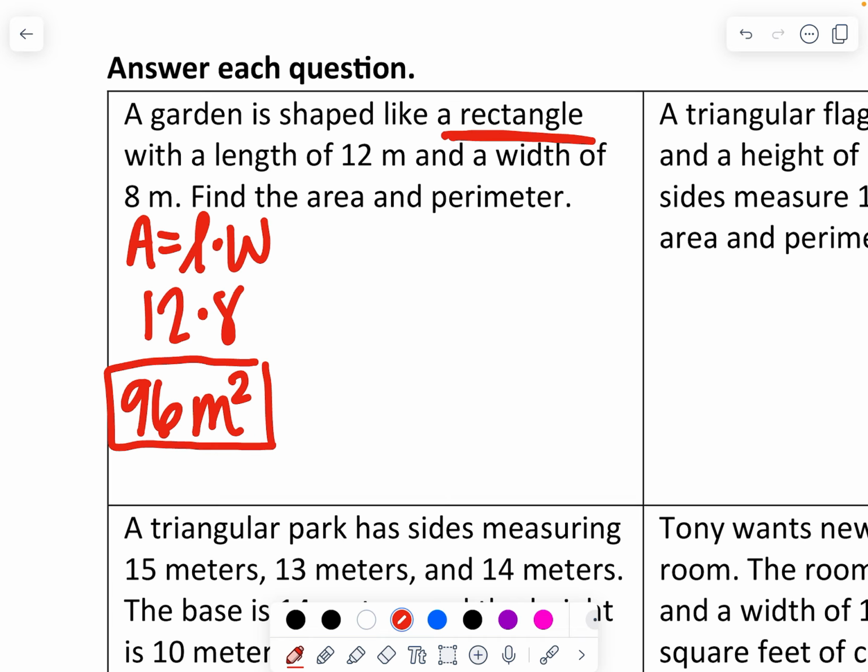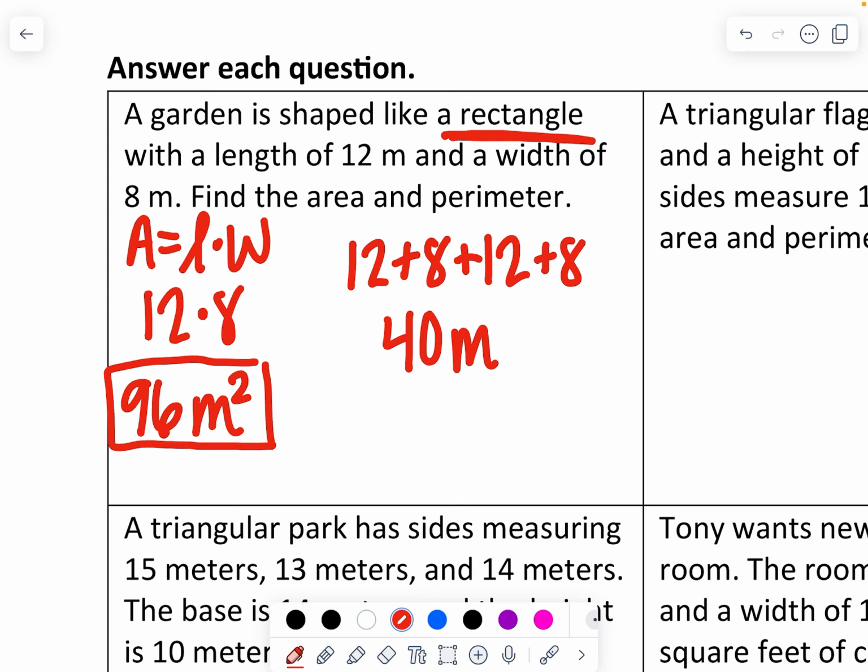And then for perimeter, we add all of our sides together. We know we have 12 and 8, but that's just two sides, and a rectangle has 4 sides. So we'd also get 12 and 8 again. We'd add 12 plus 8 plus 12 plus 8. I know 12 plus 8 is 20, and so we'd get 20 plus 20, which is 40. So we get 40 meters. In perimeter, we do not square, so that would be our final answer.